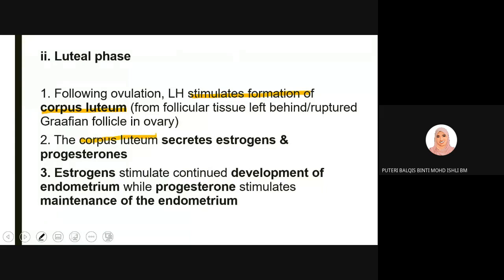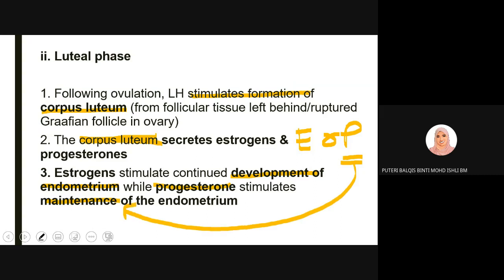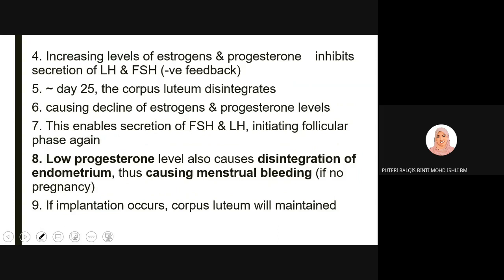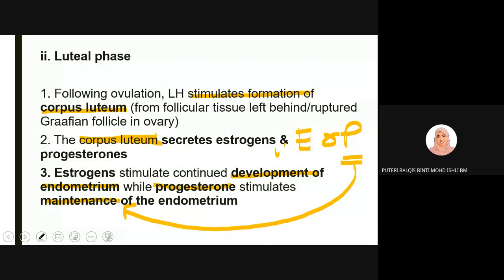Corpus luteum will secrete estrogen and progesterone. Corpus luteum akan secrete 2 benda lah, tapi banyaknya dia akan secrete progesterone. Estrogen stimulate atau continue to develop endometrium. Progesteron akan maintain sahaja. Yang tolong tambah-tambah buat kerja banyaknya estrogen, yang tukang tengoknya adalah progesteron. So sekarang estrogen dengan progesteron dah tinggi. Kenapa tinggi? Sebab kita dah ada corpus luteum.